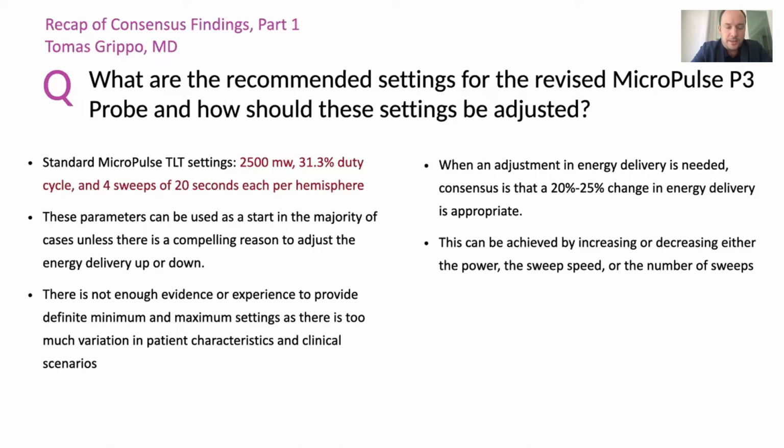And today we will be presenting a few clinical cases where we will be discussing how to increase the amount of energy delivered. Now, when we go up on our settings, we suggest to go up about 20 to 25%, 30% in energy delivery. And this can be achieved in different ways. One option is to increase the power. Another option is to decrease the sweep velocity. And another option is to increase the number of sweeps that we do per procedure.